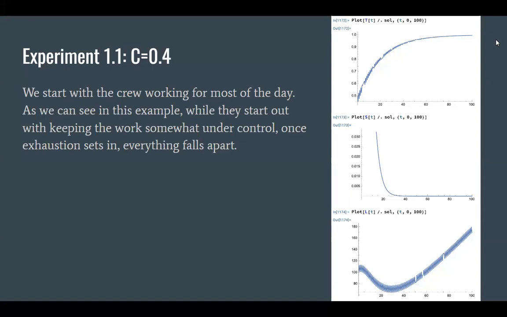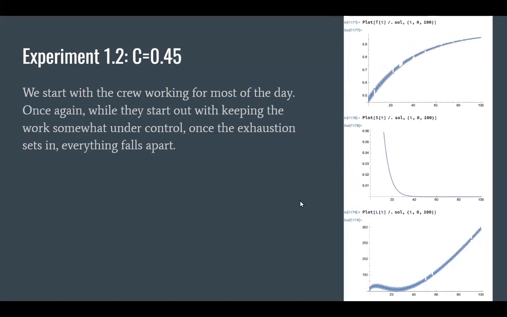It's experiment 1.1, where we set C equals 0.4, which means that the crew is resting for 0.4 of the day. As we can see in this example, while they start out keeping the work somewhat under control, once exhaustion sets in, they lose control of the workload. At C equals 0.45, the crew is working for most of the day. While they start out keeping the work under control, still, once the exhaustion sets in, everything falls apart.